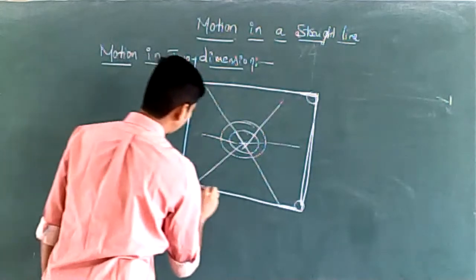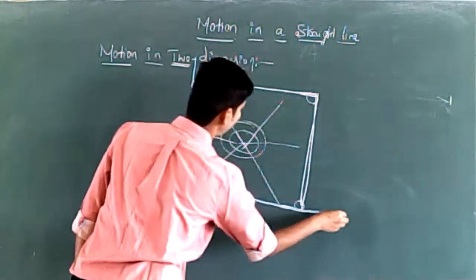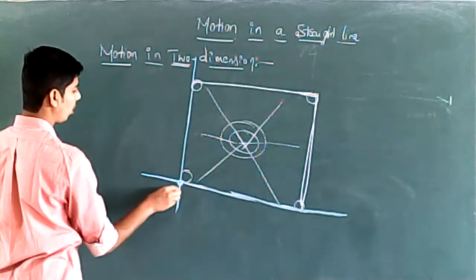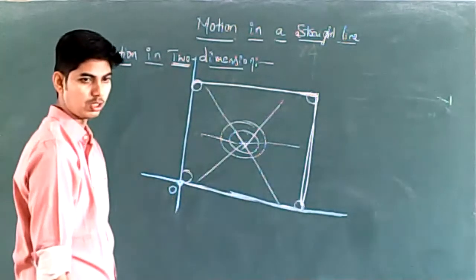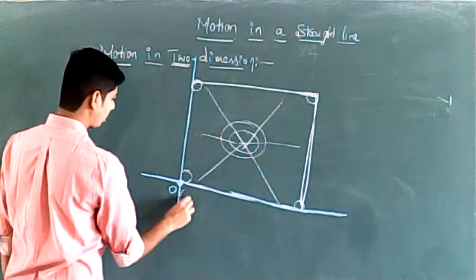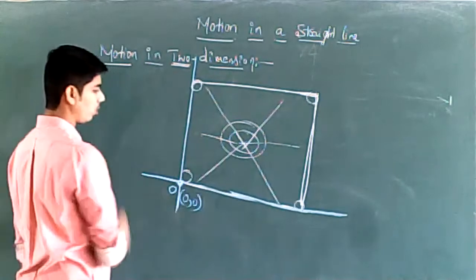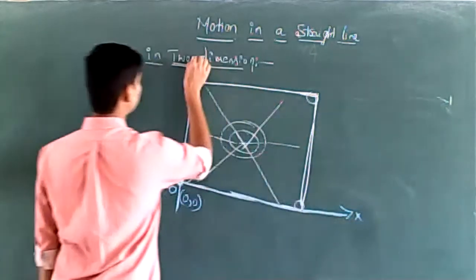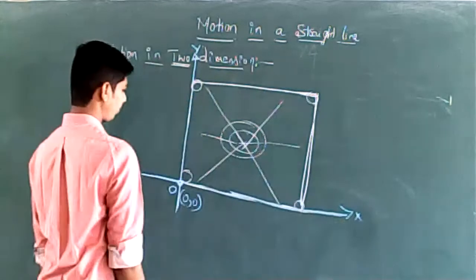We generally consider Cartesian coordinate system for describing motion. Let us suppose this is the origin. Andre illi x coordinate 0 irutthade, y coordinate 0 irutthade. Aayta? Let this be the x axis and let this be the y axis.